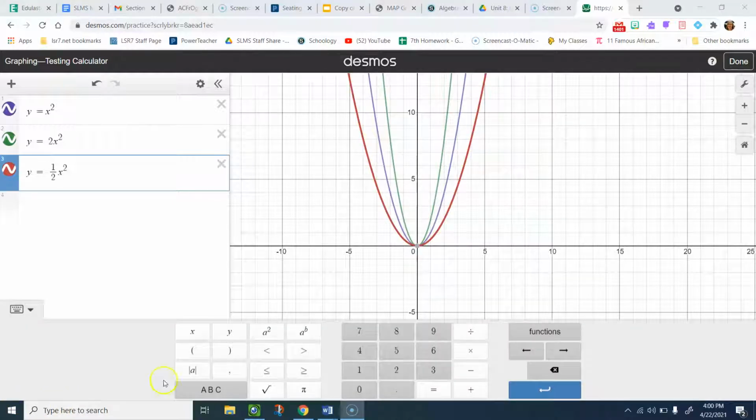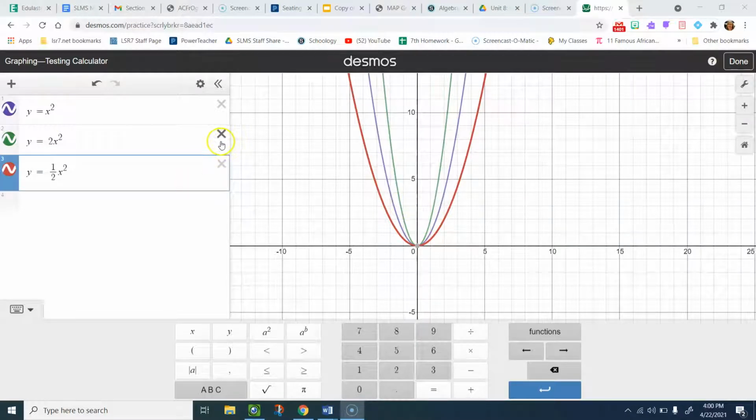So I was able to change the color, and I'll tell you how to do that in just a bit. So I want you to see the blue one is the parent function, the green one is the second equation, and the red one is the 1/2 x squared. So when I have 1/2, notice that it gets wider. When I have a 2, it gets skinnier. And what is happening there? Well, okay, so notice that.